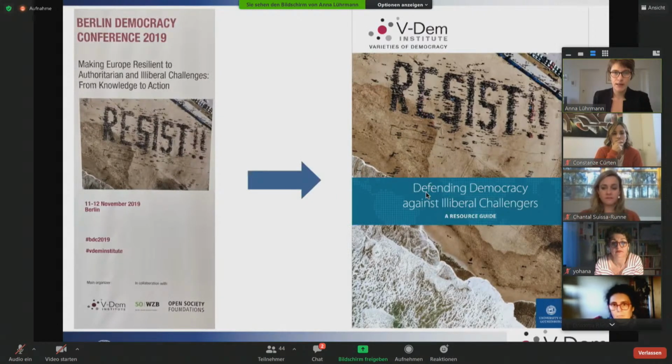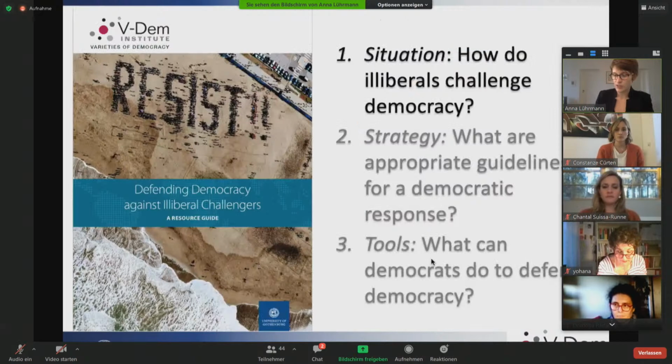This is building on a long-term project that was supported by the Open Society Foundation and in collaboration with the WZB, the Wissenschaftszentrum in Berlin, where we also held a conference about a year ago about how to make Europe resilient to the authoritarian and illiberal challenges. We wanted to go from knowledge to action. So this resource guide presents some of the background findings from working on and discussing at this conference. I will present it, and can also share the link with you later where you can download it.